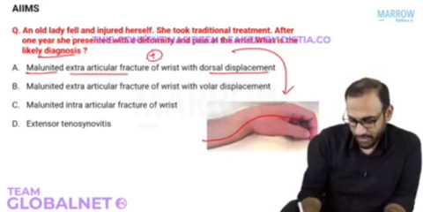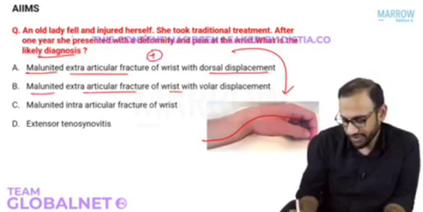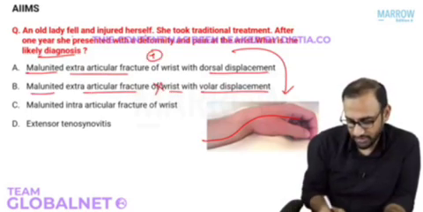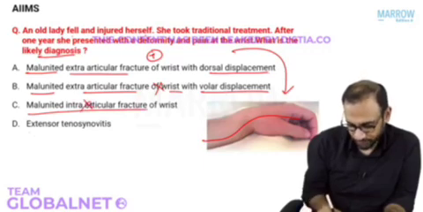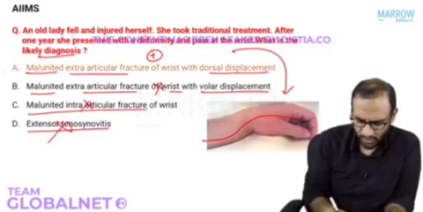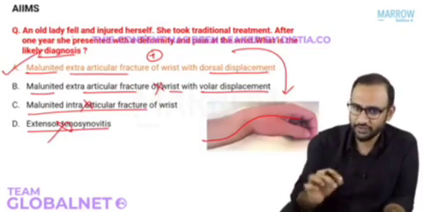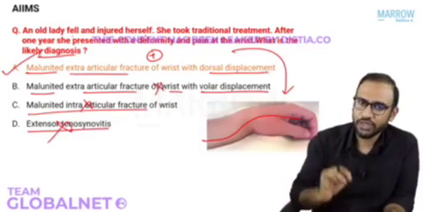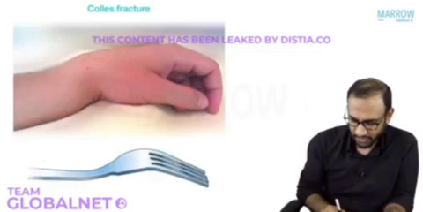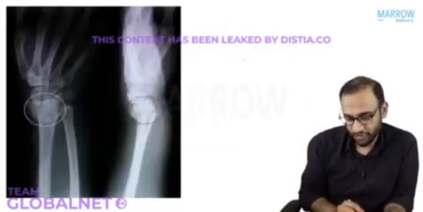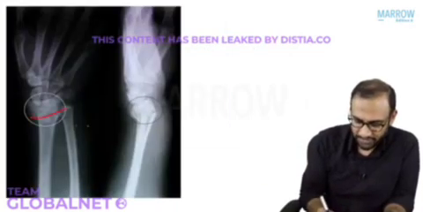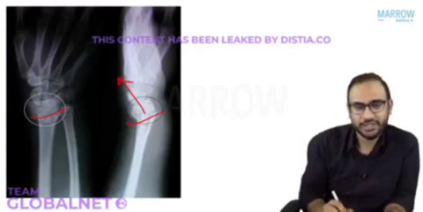Yes, possibly. Is it a malunited extraarticular fracture with the wrist in volar displacement? No, this is a Smith. Malunited intraarticular fracture? No. Extensor tenosynovitis? No. So answer is A. It is a malunited extraarticular fracture of the distal end of the radius with the distal fragment going dorsally. This is your classical dinner fork deformity, extraarticular fracture with dorsal displacement.